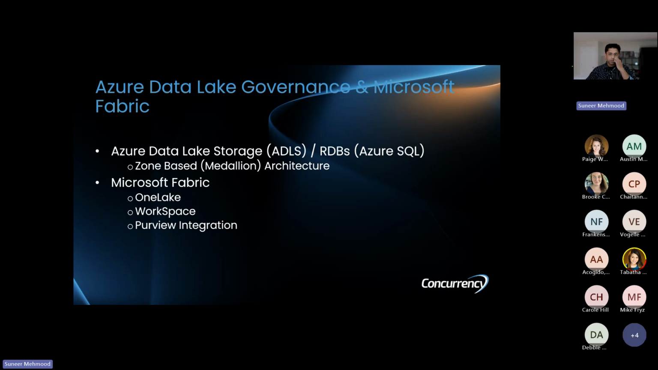So traditionally, if you look at the first bullet points, you would have Azure Data Lake storages like ADLS, relational databases, Azure SQLs, and several different services, right? And somebody would go with a zone-based or Medallion architecture. We'll discuss what Medallion architecture is in a future slide. But connecting back to my earlier point, they would have different services, and they would have to use something like Purview to have this holistic look, right?